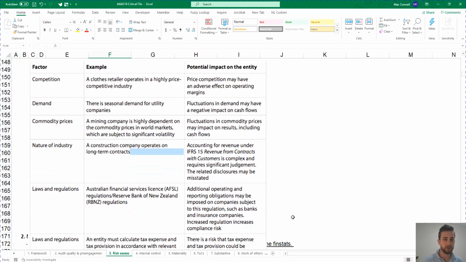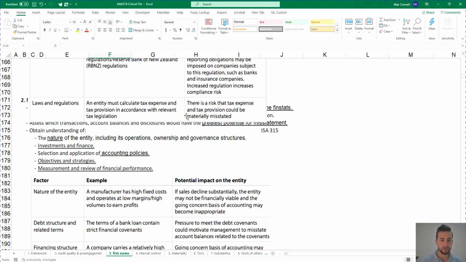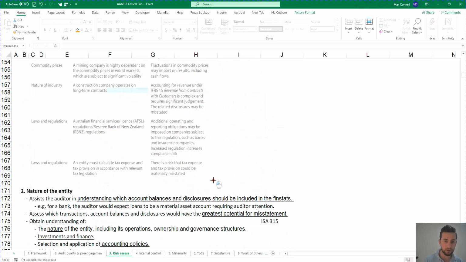And then we think, finally, so what could be the impact on this particular entity specifically? So in this case, additional operating and reporting obligations may be imposed on companies such as banks and insurance companies due to regulation, so increased regulation, increased compliance risk. Okay, so that's just an example there.